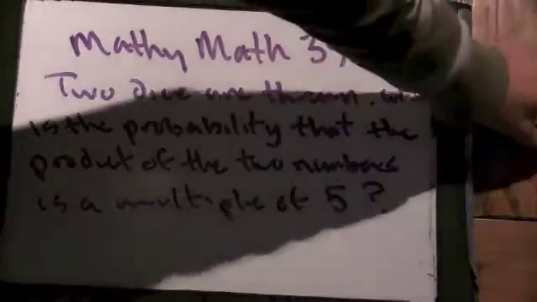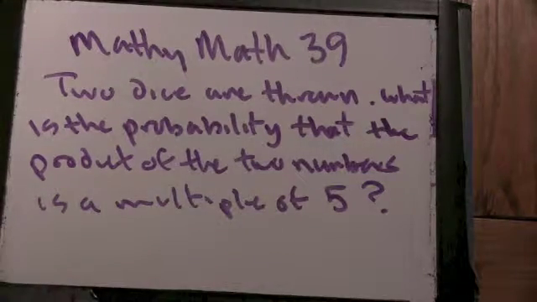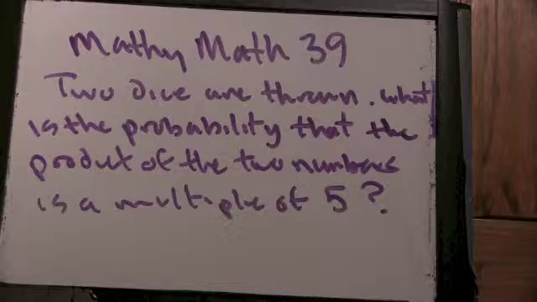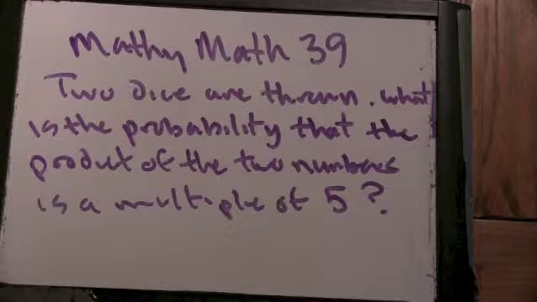MathyMath number 39. So this is problem number 18 from the 2001 AMC8. And this one gave you a little bit of trouble this morning. The question is, two dice are thrown. What is the probability that the product of the two numbers is a multiple of 5? Do you remember what you answered for this one this morning? I think I answered number C. Number C, which is 1/6.